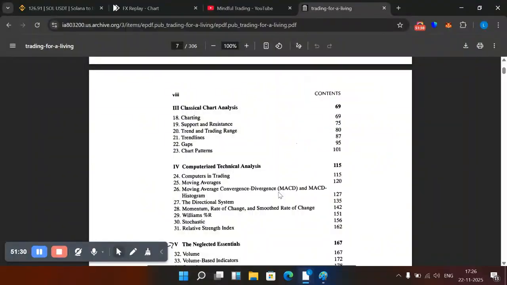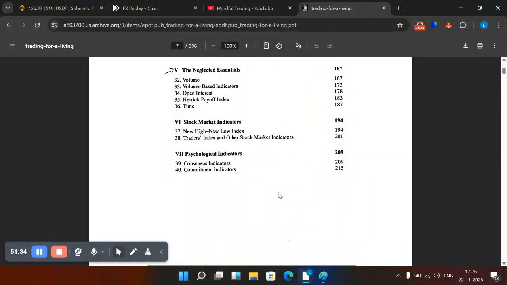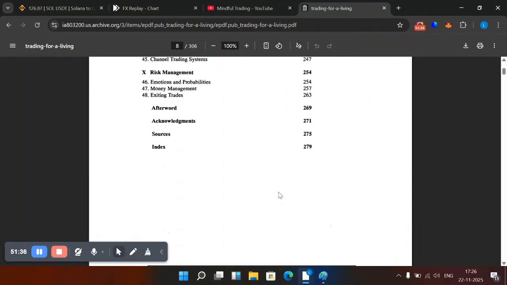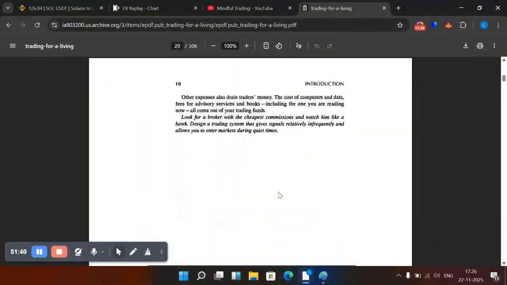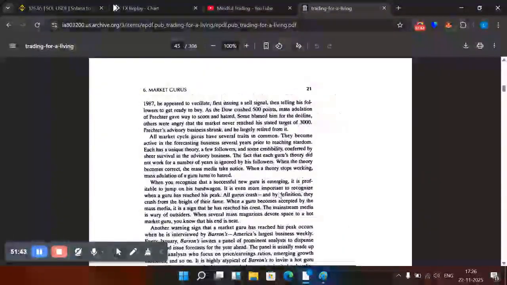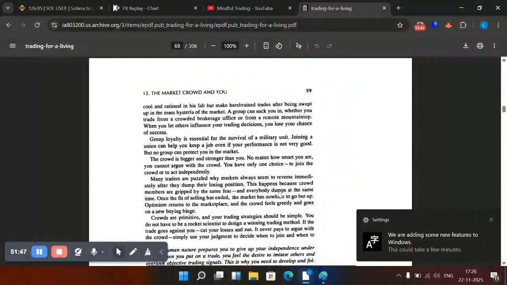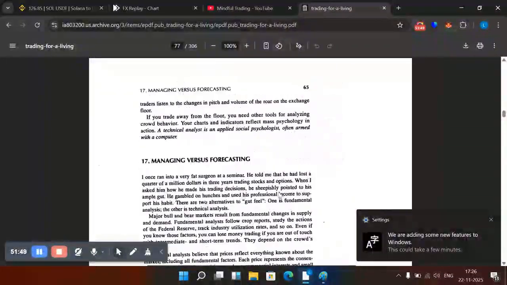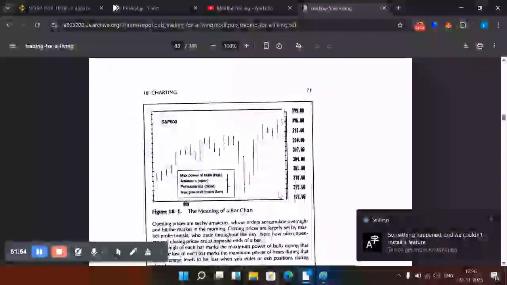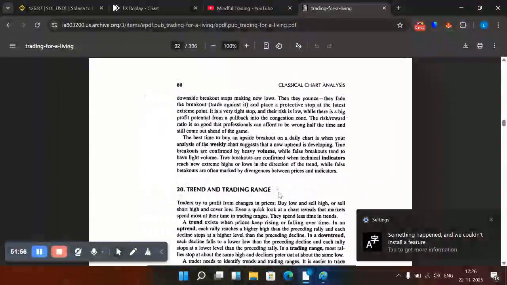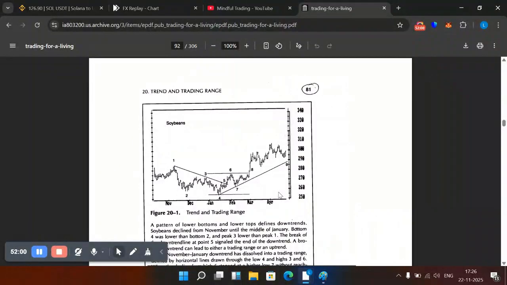Gaps, chart patterns, trend lines, charting, everything is there. Look, this is the kind of good book that we require. Look, triple trading systems, which is obviously underlined. Let's look. Somebody has put this book. Look, these are the channels.